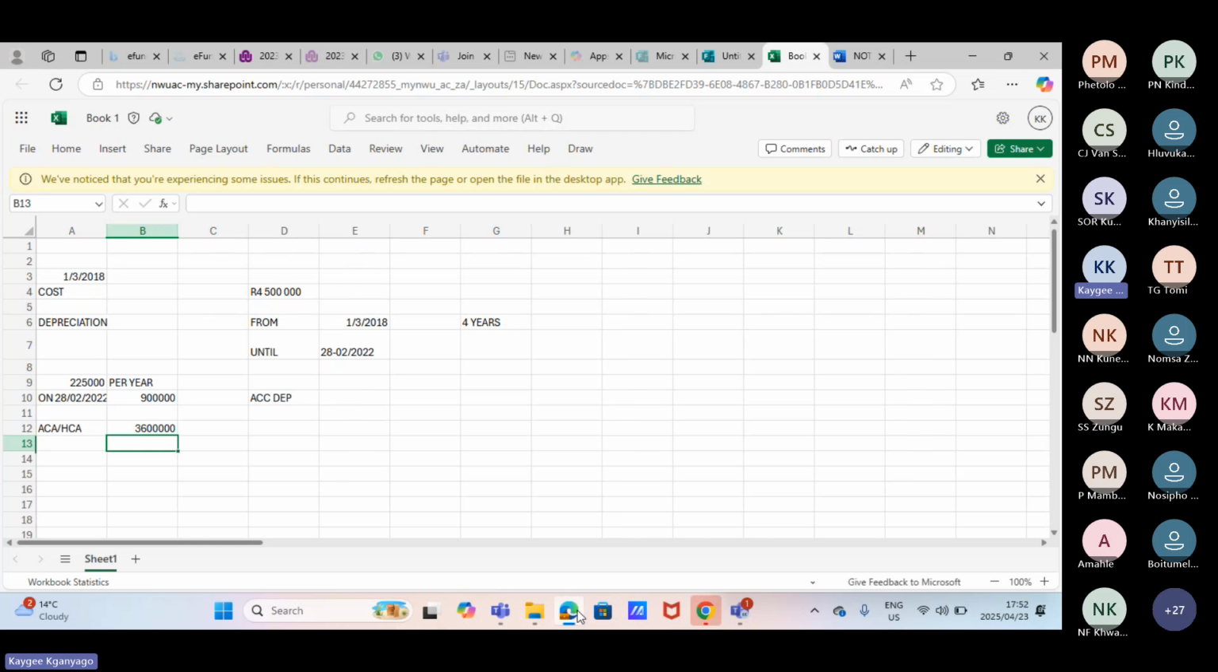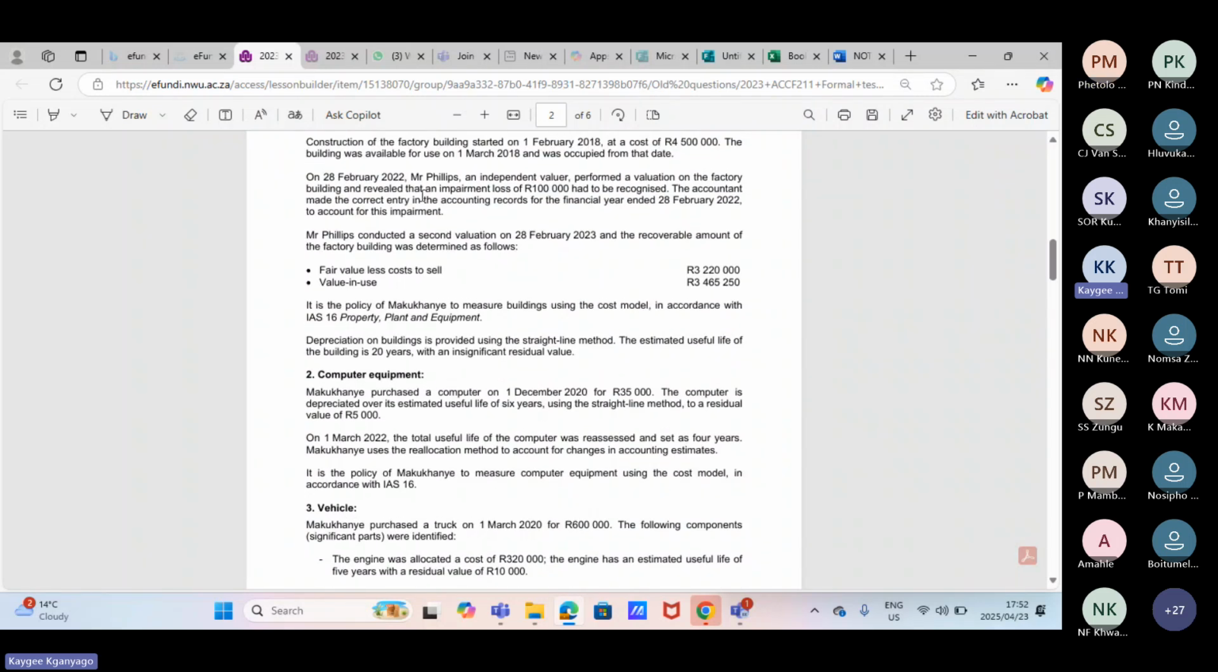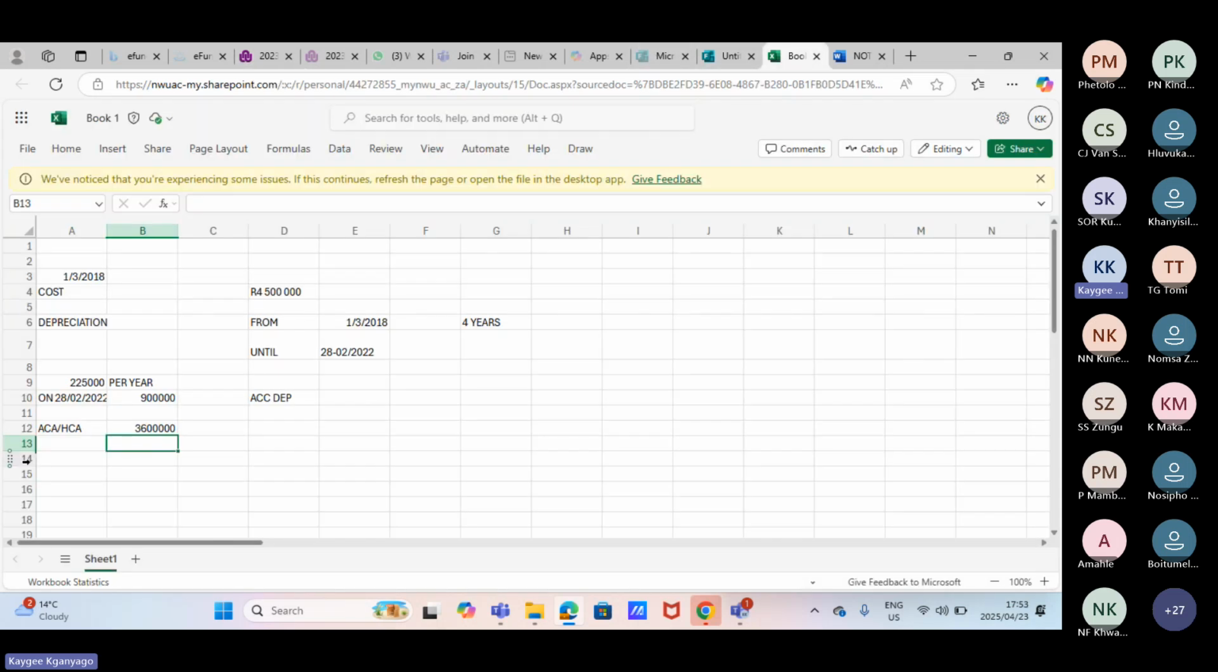4,500,000 subtract 900,000. Is it this balance? Yes. I don't have to calculate my impairment loss, ne? They gave it to me. What did they say? They said the impairment loss is 100,000, ne? So from this day, my HCA will still be this amount, but my actual carrying amount will change. It will have to be the 3,600,000 less the impairment loss.